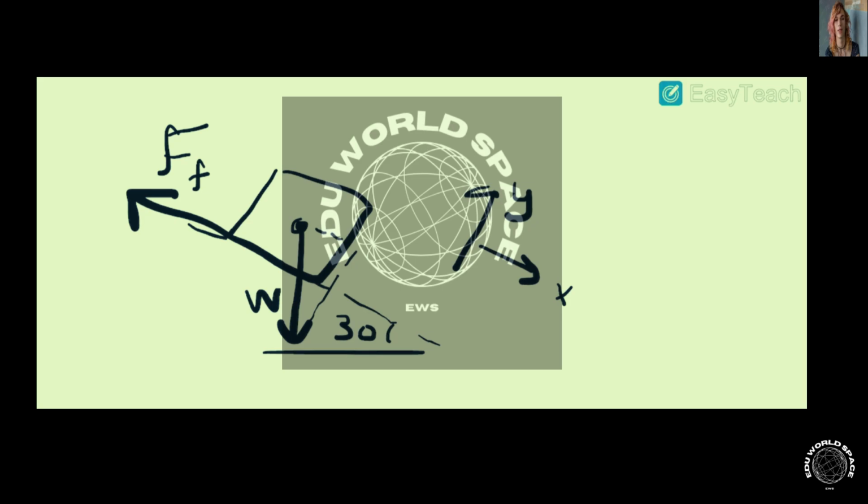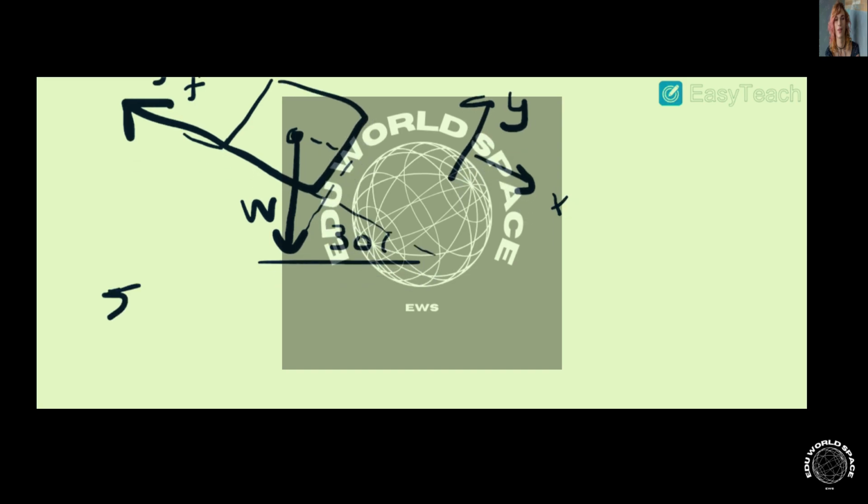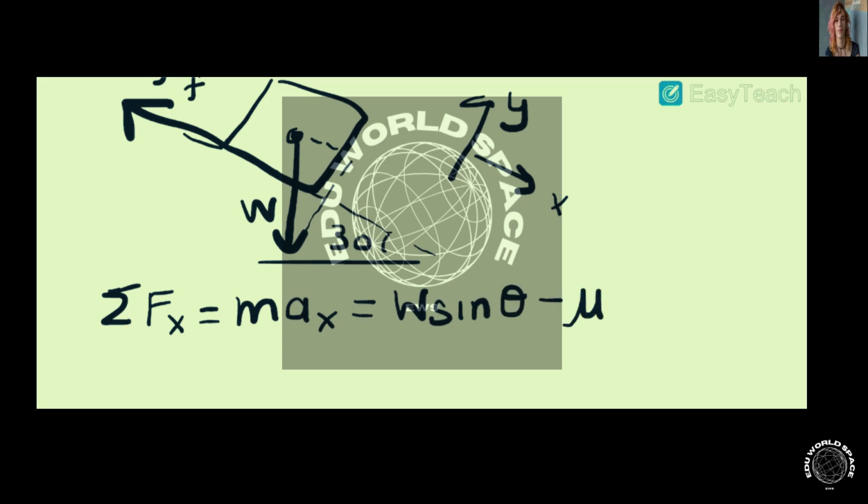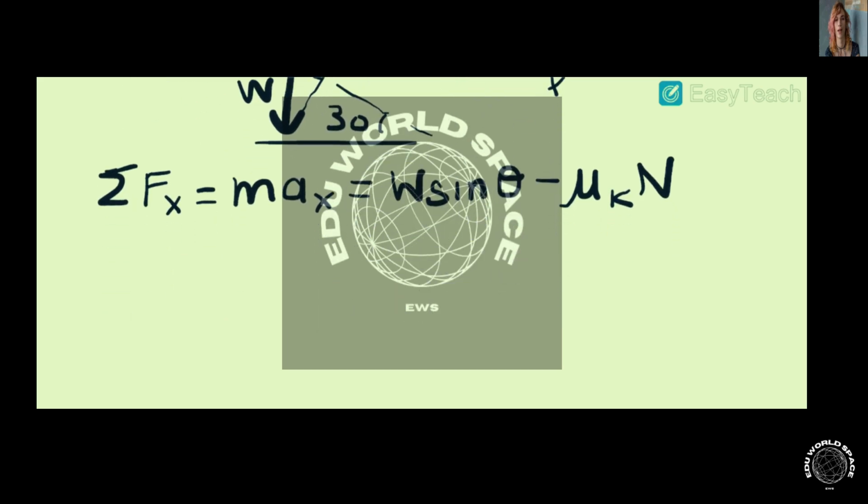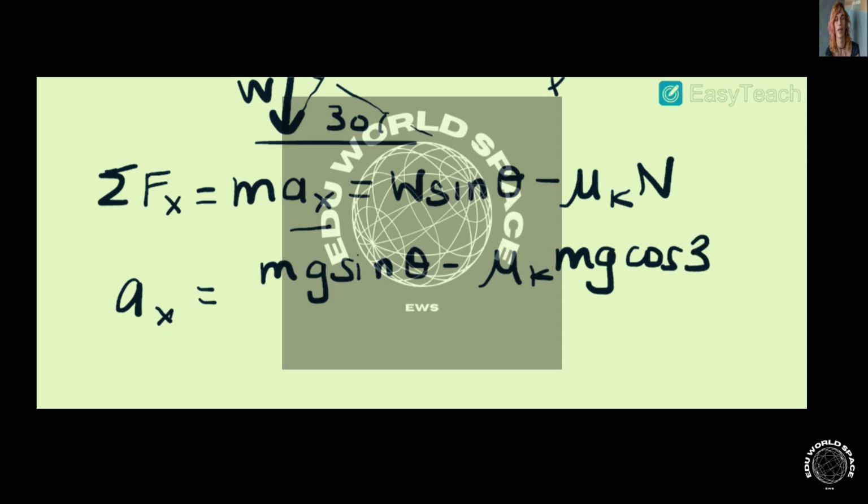Now, by applying Newton's second law, the net force in x is equal to m a_x. This is equal to the component of the weight force in the direction of x, which is W sine theta, minus the coefficient of kinetic friction times the normal force, which we solved for in our force balance in the y direction. Therefore, when we solve for the acceleration in the x direction, a_x is equal to mg sine theta minus mu_k mg cos theta, all divided by m.